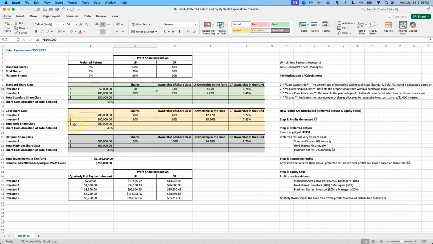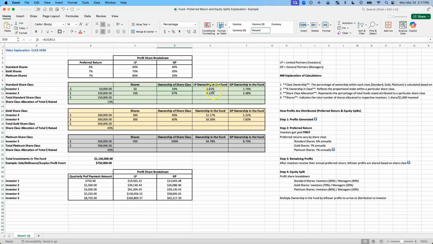Now, looking at the share class allocation of total monies raised. So of all those 5 investors, we've raised $1.15 million. So out of that $1.15 million, standard share class is 150K of that, which is 13%. Now, looking at investor 1, you have the ownership in share class. So this would be 50,000 divided by 150,000 ends up with your 33%. You can see that calculation here.